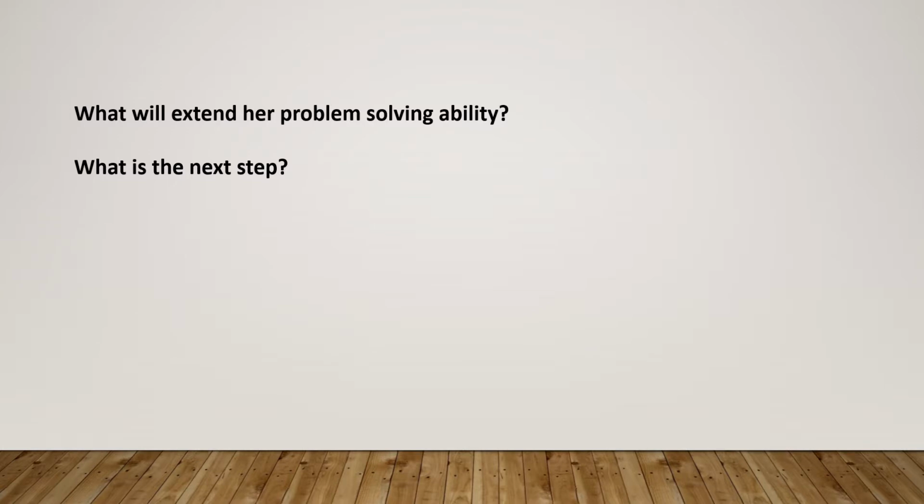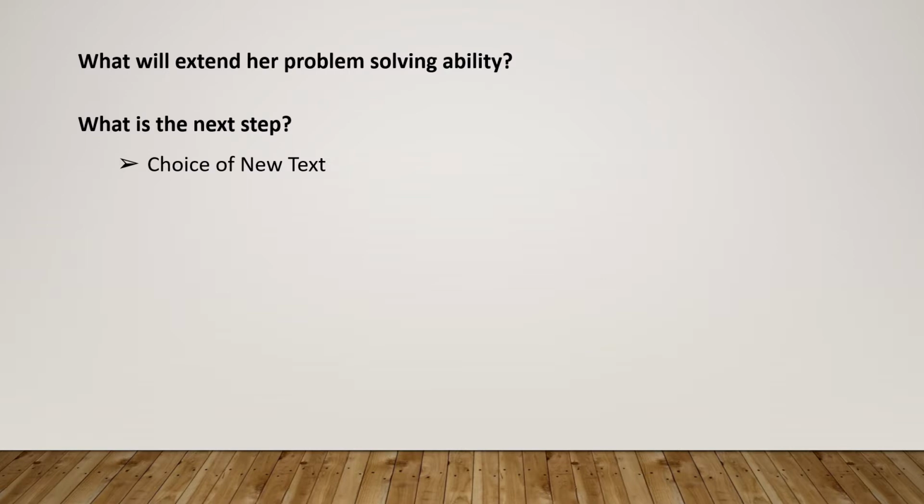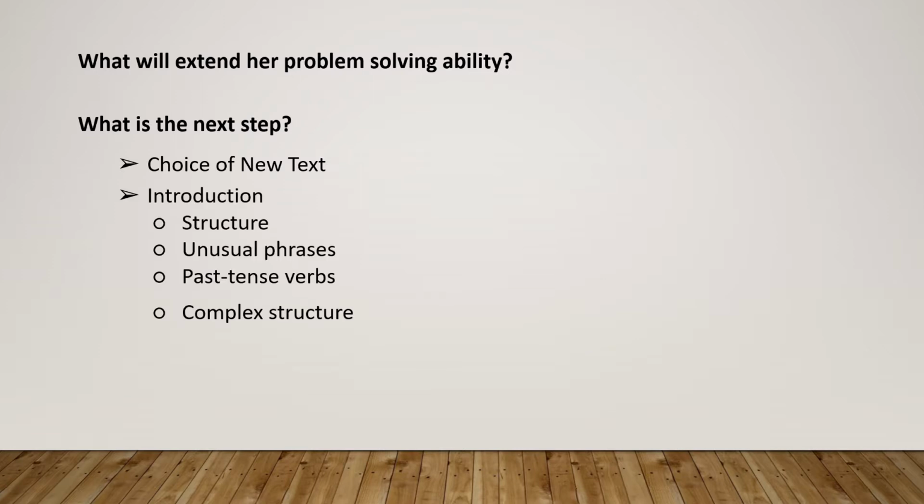So, what will extend her problem-solving ability, and what is the next step? One thing we need to do is look at our choice of new text. You always have to read that book before you allow the kid to read it. And you have to think about any tricky spots in there that may confuse the child. Also, you have to look at your introduction. You have to look at the structure and see if there's any type of structure in there.